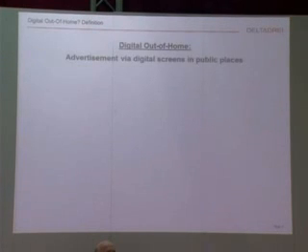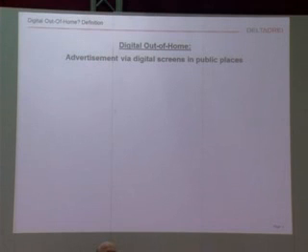Basically, to put a very brief definition of the topic, it's about advertisement via digital screens in public places. The former speaker just introduced to us that screens are now almost everywhere. Wherever you go on the underground, you go on the streets, there's screens everywhere. And basically, digital out of home means advertisement on this network infrastructure.